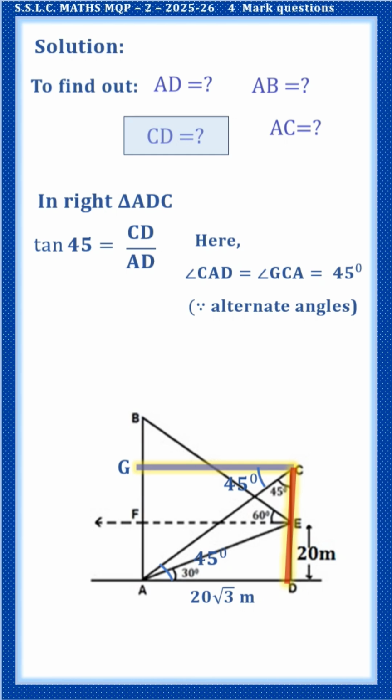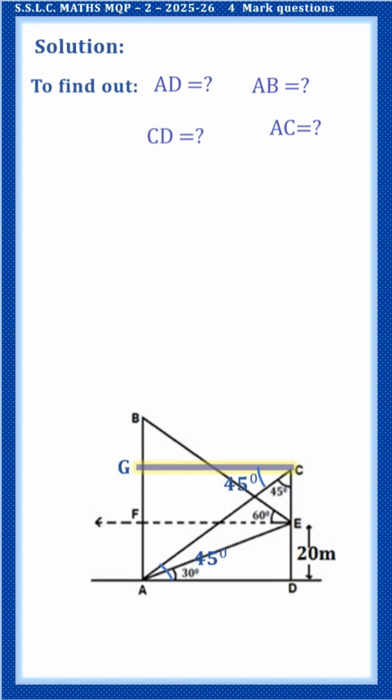Tan 45 is 1, CD we have to find out. AD is 20 root 3 meter. So CD is equal to 20 root 3 meter. So the height of the building is also equal to 20 root 3 meter.